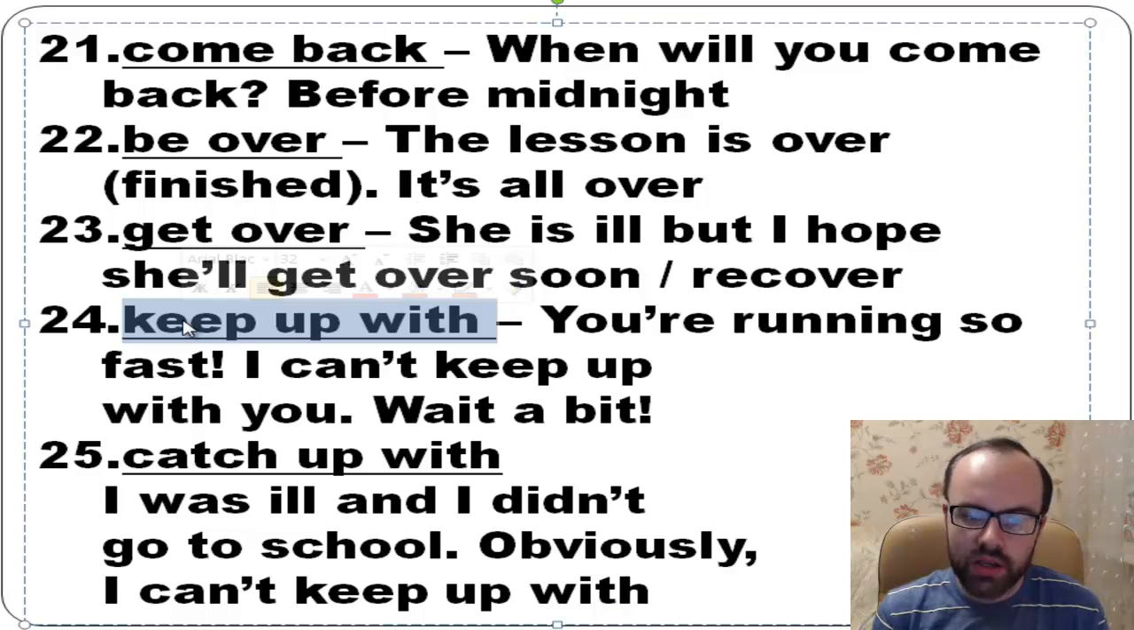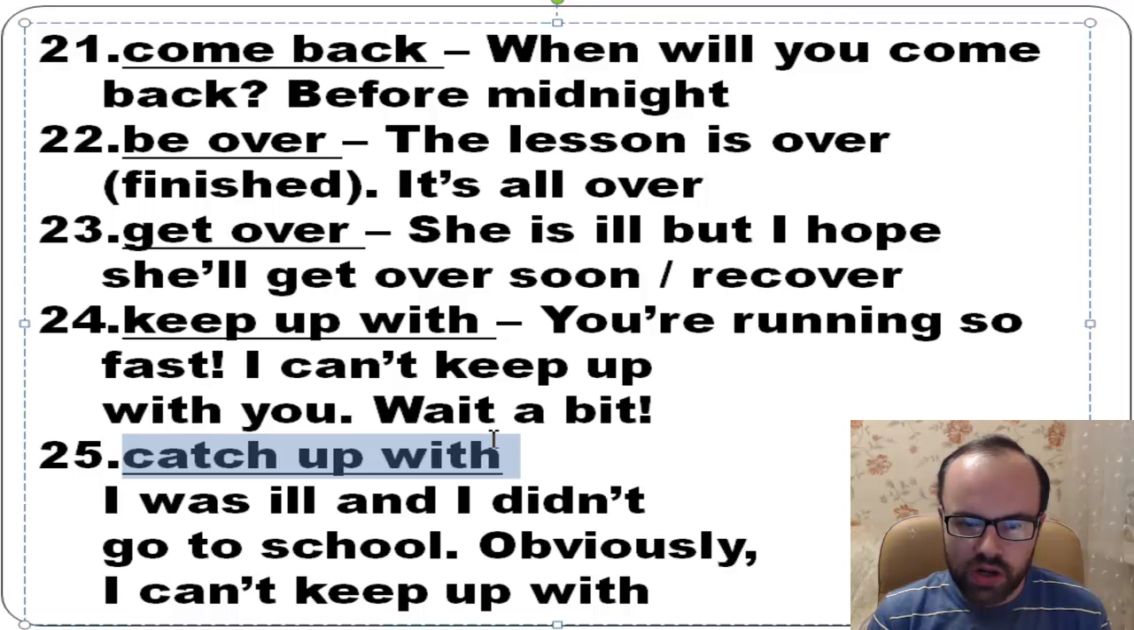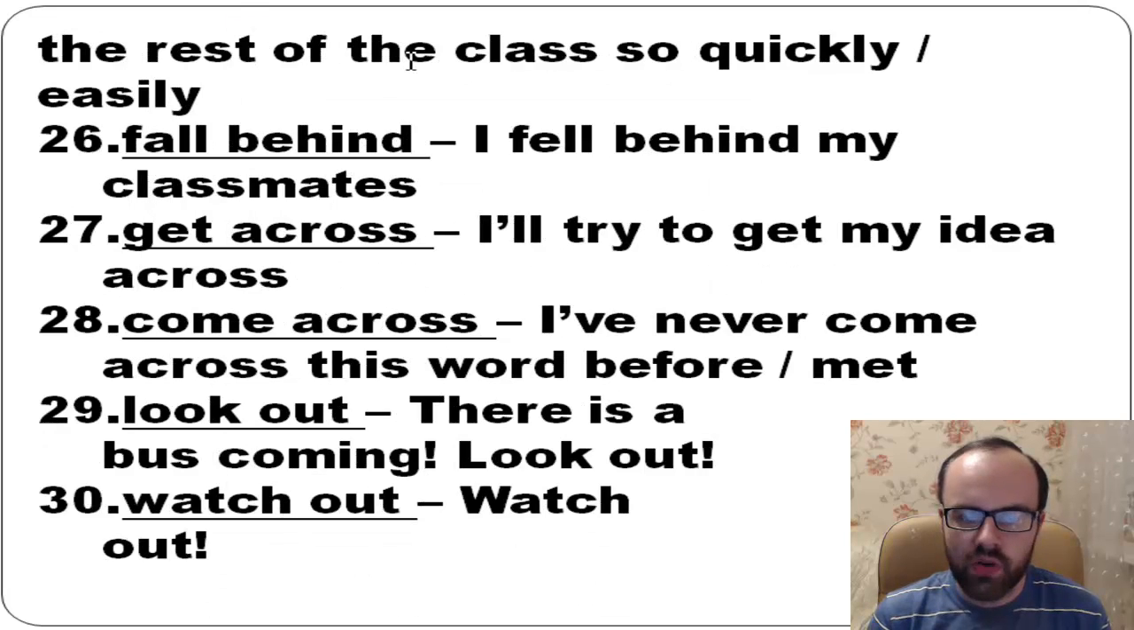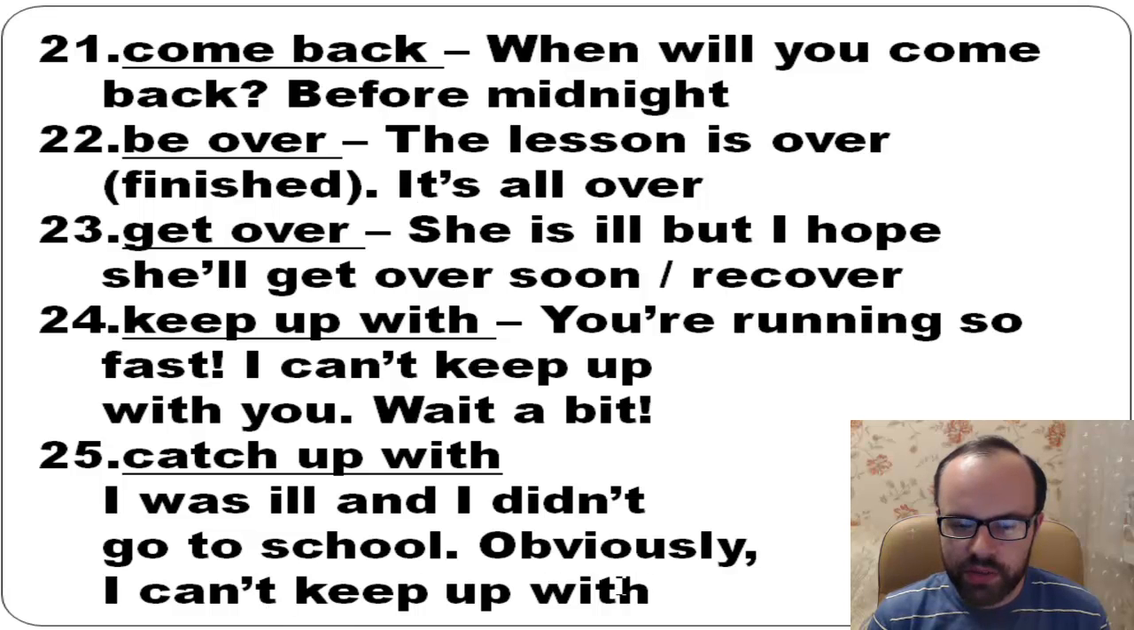So wait a bit. You know that there is one more phrasal verb which has this meaning, to catch up with. Look, I was ill and I didn't go to school. Obviously, I can't keep up with the rest of the class so quickly or so easily. It means that I can't reach their level. I missed something, and I can't understand this information so quickly, so that I have the same level.